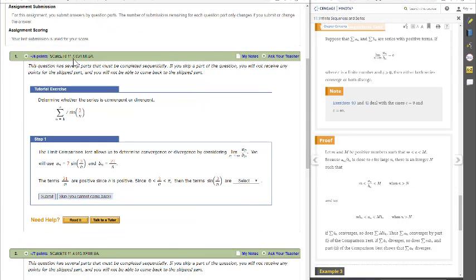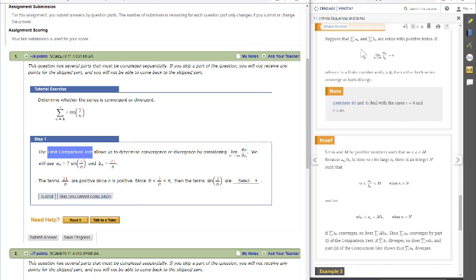Let's do a problem from your lab assignment, section 11.4. This is problem number 1. Determine whether the series converges or diverges. The series is the sum from n equals 1 to infinity of 7 times sine of 3 over n. So it looks like their approach here is going to be the limit comparison test.